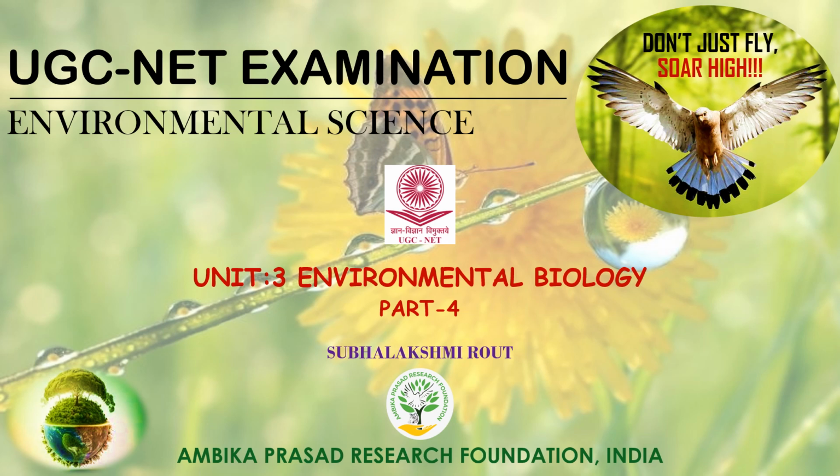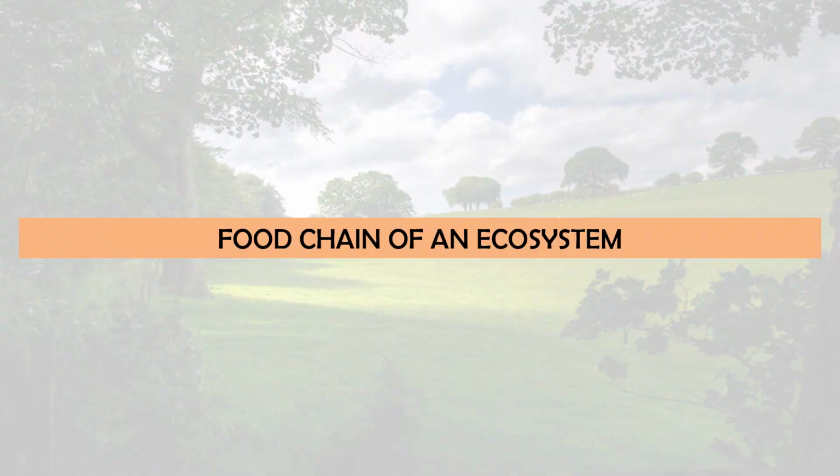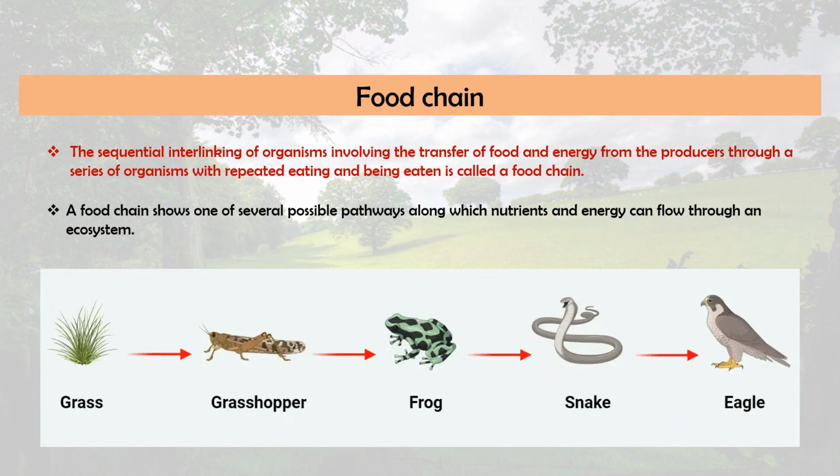And today we are going to continue our series of UGC NET examination for environmental science subject. And this is the fourth part of Unit 3 Environmental Biology. Today we are going to continue on the functional attributes of the ecosystem. We did the first part, trophic levels, and this is the next part, food chain of an ecosystem. So let's begin. Food chain.